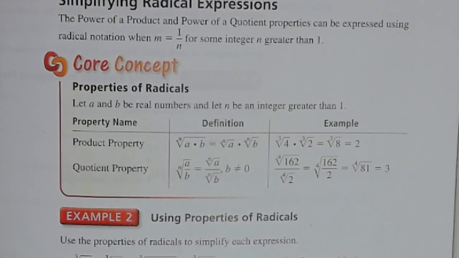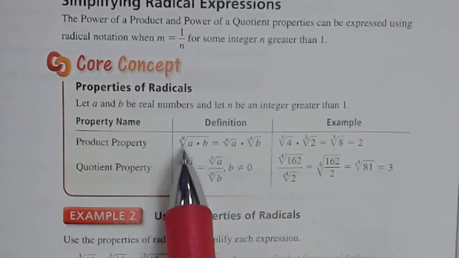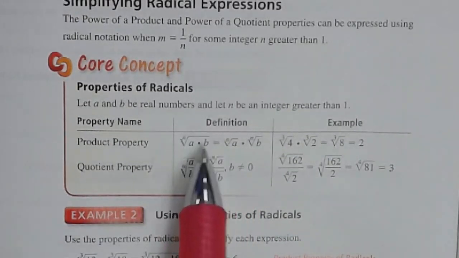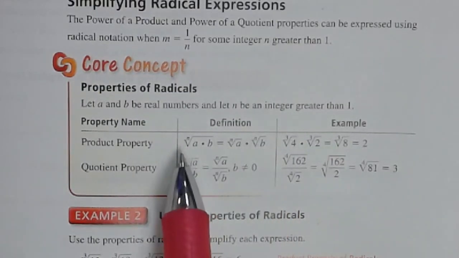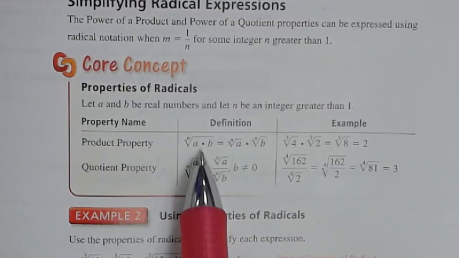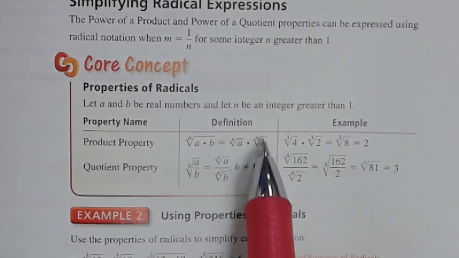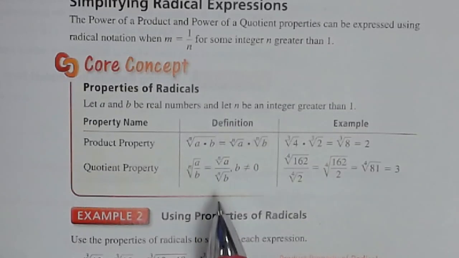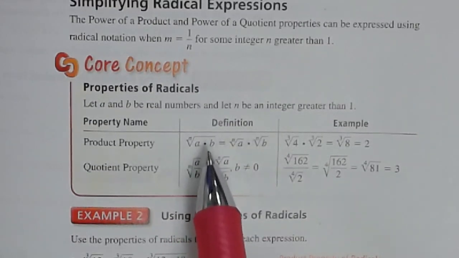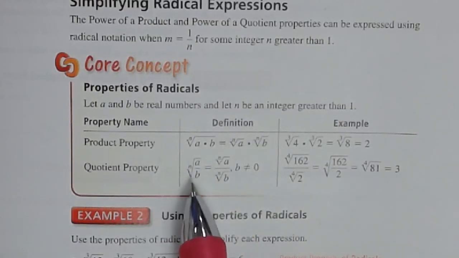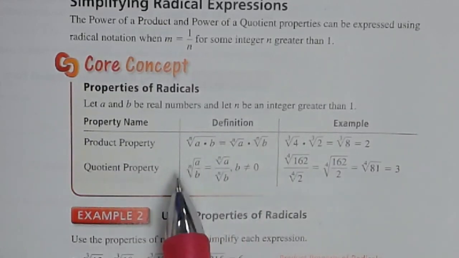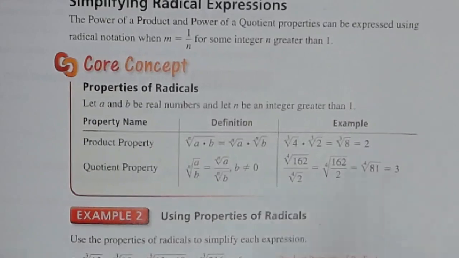So the core concept on the property of the radicals, you've seen this from Algebra 1. This is pretty simple to understand. So if the radical is over an entire, like 2 different numbers, it is okay to split them. So the square root of a times b is the same as the square root of a times the square root of b. Same thing for the quotient property for division. If it is a giant radical sign over a fraction, you can split it. So the square root of a divided by b is the same as the square root of a divided by the square root of b. Pretty simple.